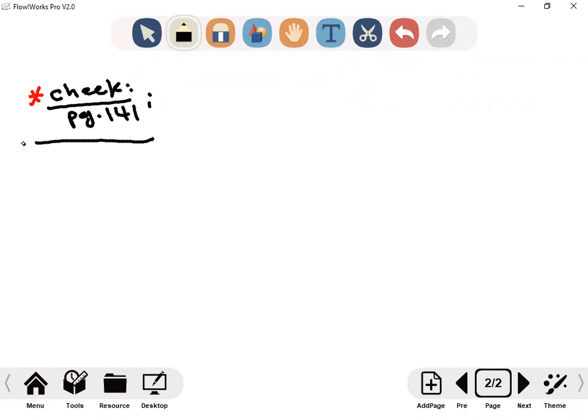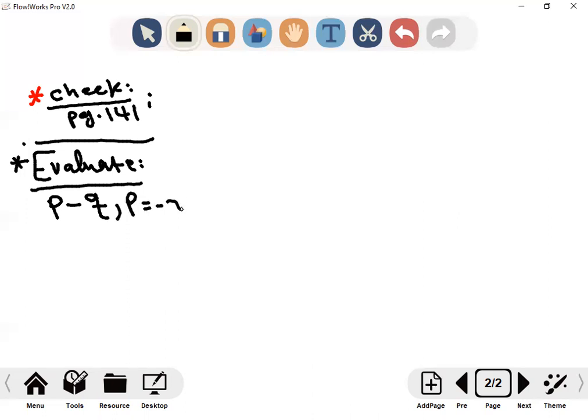Okay, page 141, we have: evaluate P minus a Q, P minus a Q. If you don't have a book, copy with me. Also at home, guys, if you don't have a book, you need to copy. Evaluate means calculate, find the answer, right? Evaluate P minus a Q, if P is negative 21 and Q is 37.